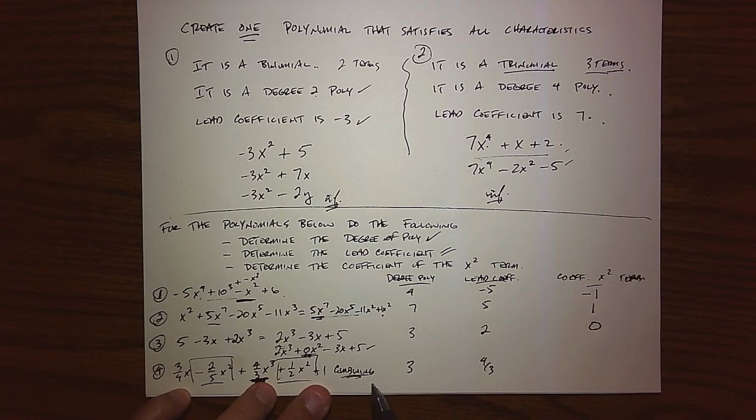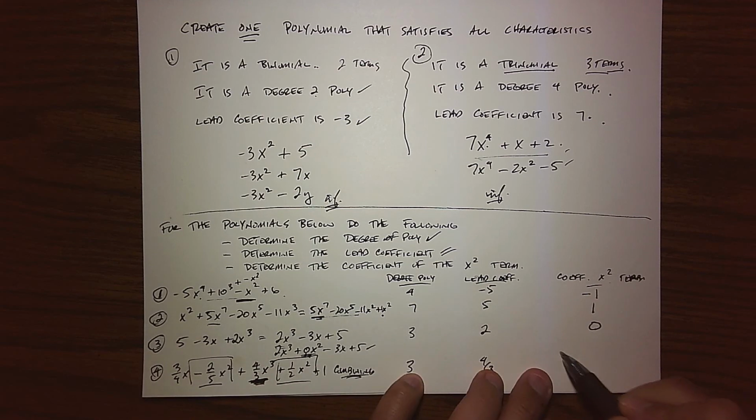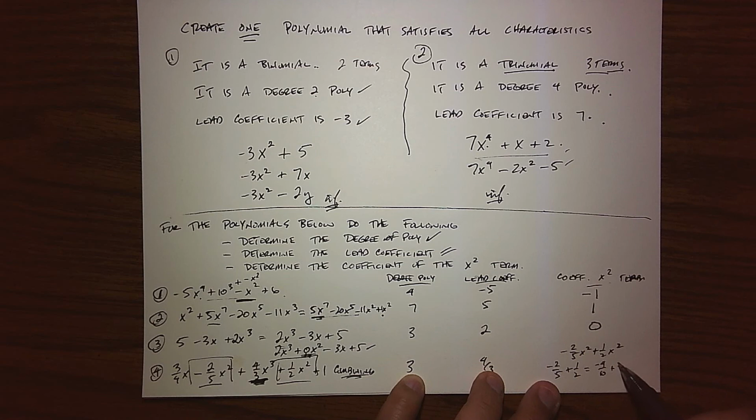So let me finish it off. We have -2/5 x squared and plus 1/2 x squared. So basically, the term we're looking at is the addition of those two fractions. Finding a common denominator, I believe it's 10. This would be -4/10, and this would be 5/10, giving us 1/10. So the coefficient then for the x squared term would be 1/10. All right, and so there we have it.